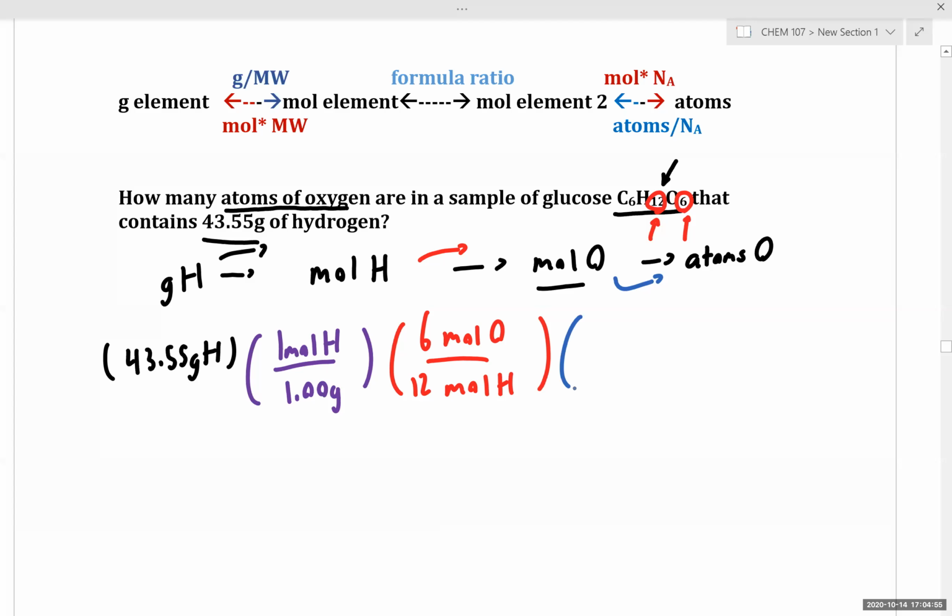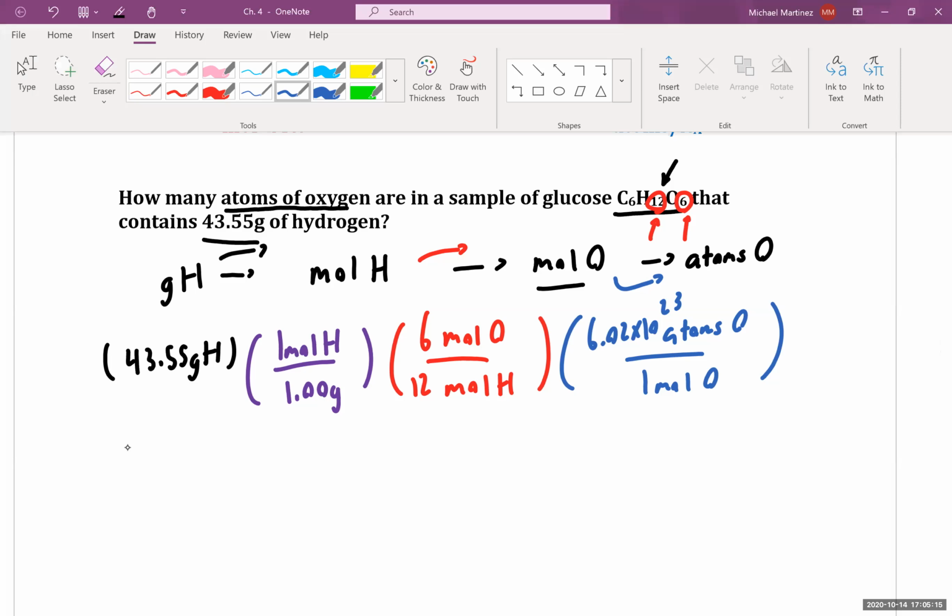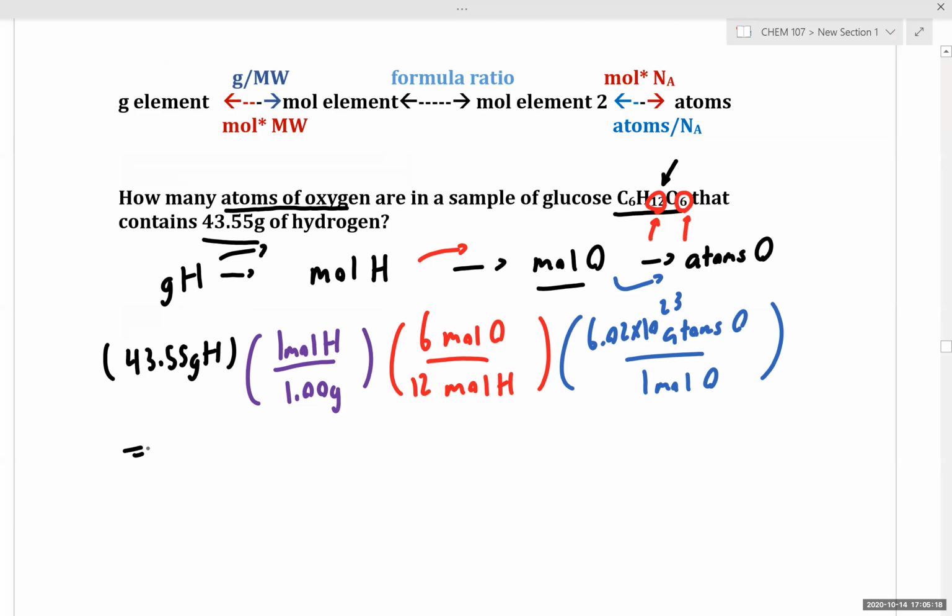Next, we need to go from the moles of oxygen to the atoms of oxygen. And how many atoms of oxygen are in a mole of oxygen? What number do we use? Avogadro. Yep, exactly right, which is 6.02 times 10 to the 23rd. So now we're going to punch this into our calculator. And please make sure to try entering these values into your calculator to make sure you're able to get the same output. So we take 43.55 divided by 1.00 times 6 divided by 12 times 6.02 EE23.